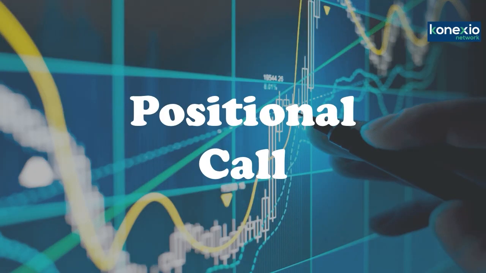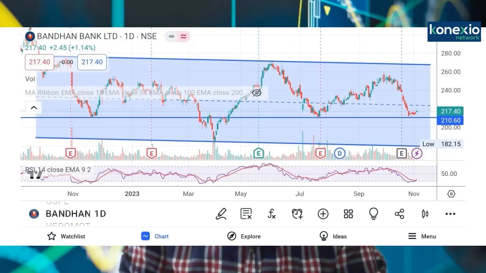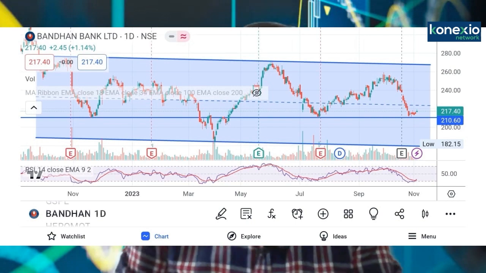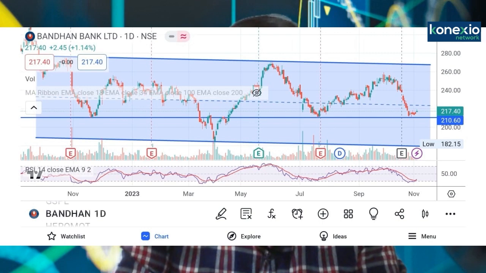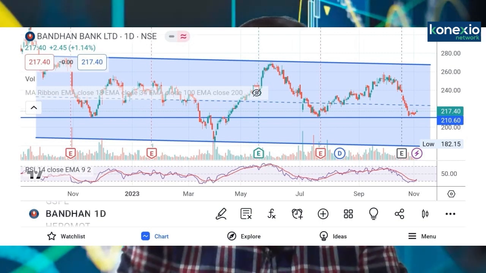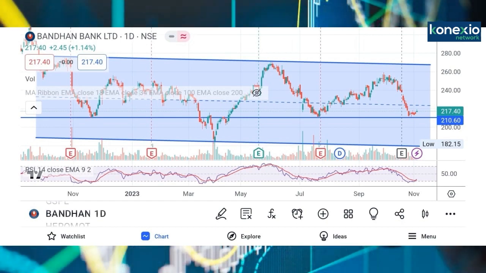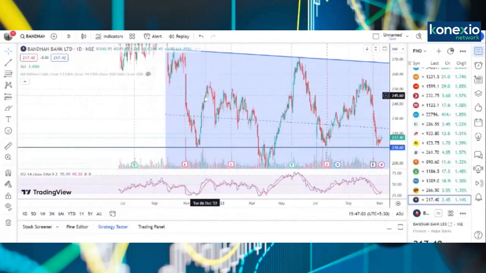Now, friends, let us come to the final segment of our show, which is the positional call. I have identified one stock from the banking sector. The name of the stock is Bandhan Bank. Let us go to the charts of Bandhan Bank and we'll try to figure out what is the setup of Bandhan Bank and what could be the trend seen in Bandhan Bank.